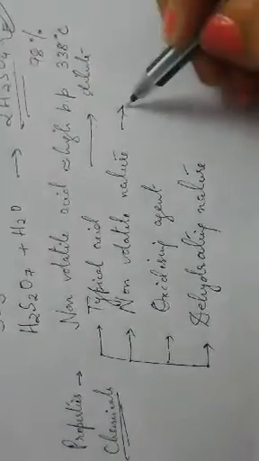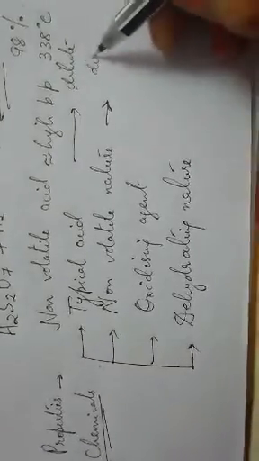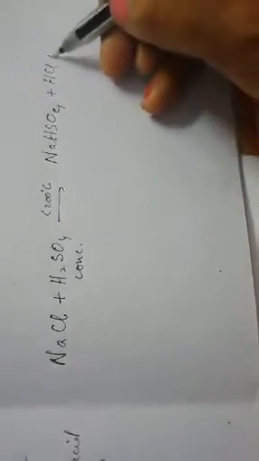Now its non-volatile nature can be shown in the preparation of 2 acids, HCl acid and nitric acid. About HCl acid we have already studied how it is prepared. Now to prepare HCl acid, you take the corresponding chloride and of course concentrated sulfuric acid. I hope you remember that the temperature has to be maintained below 200 degrees Celsius to get sulfate plus HCl.